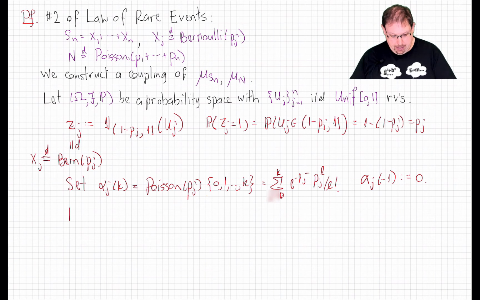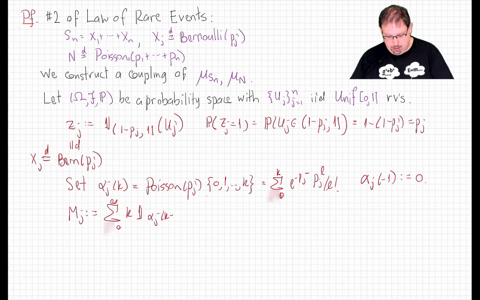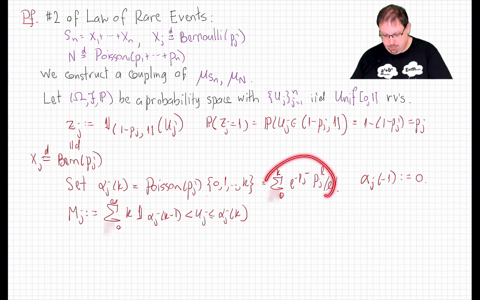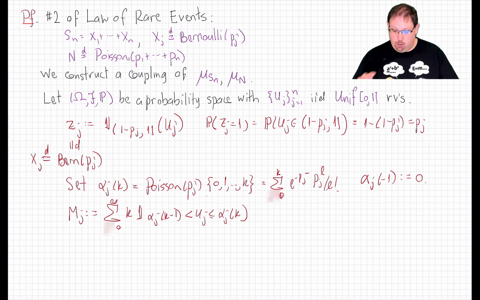Now let's define Mj to be the sum of k times the indicator of the set where Uj is in between alpha j of k minus 1 and alpha j of k. Why are we doing that? Well, of course, in this sum, if we go from k minus 1 up to k only, that last term, we get the probability mass function of a Poisson. And that's supposed to be the place where the Poisson takes the value k. And so this, in fact, exactly constructs a Poisson random variable out of the uniform random variable.